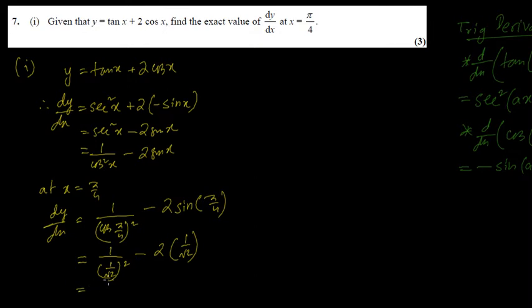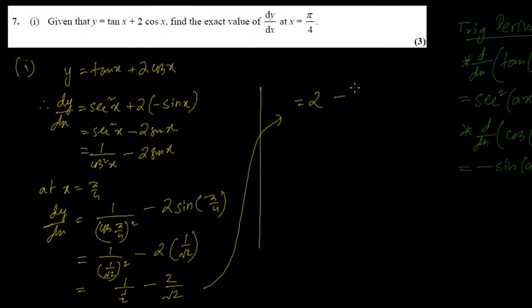So this would be 1 by half, 1 by square root of 2 whole square is half, and this will be 2 by square root of 2. We continue here. So 1 by half is 2 minus 2 by square root of 2.